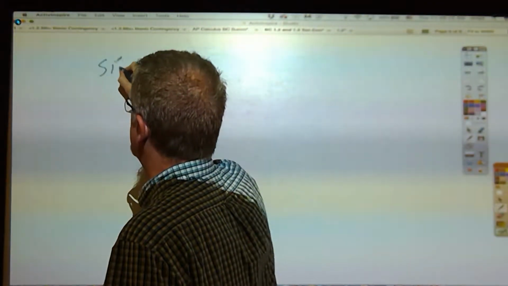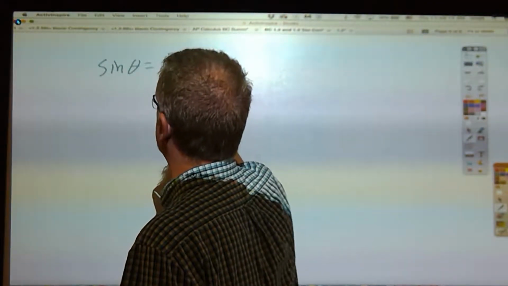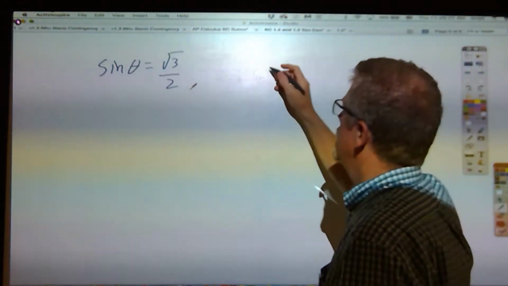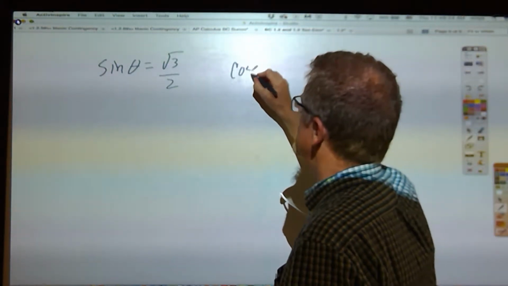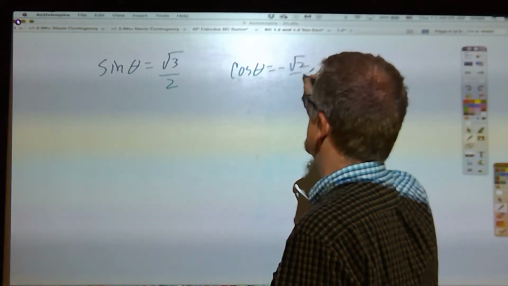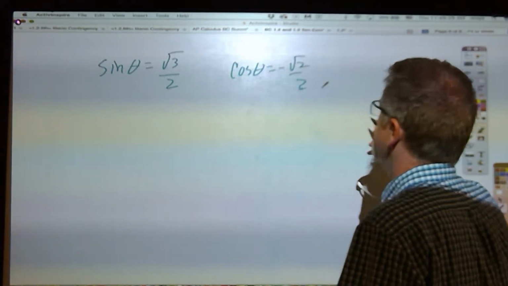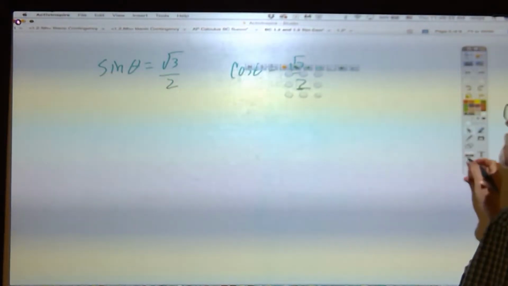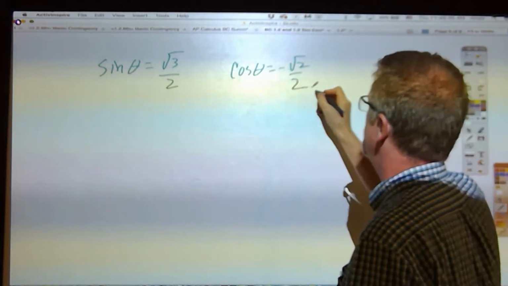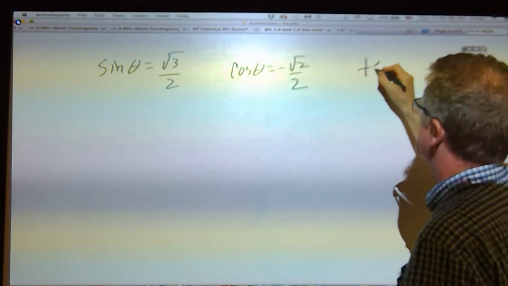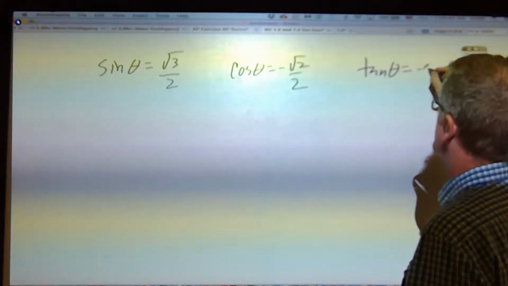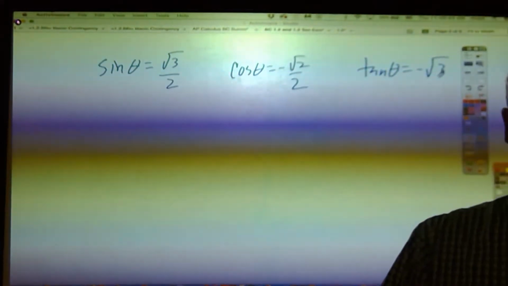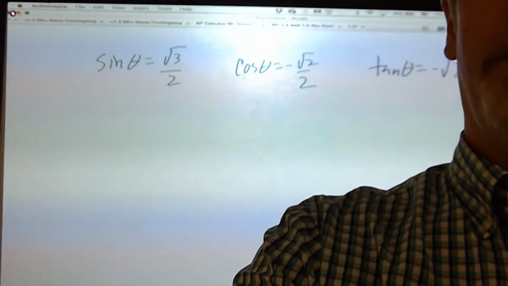Okay, so one like we did yesterday, sine theta equals radical 3 over 2. We'll draw a muck diagram for that on this sheet of paper. In the middle column, it'll be cosine theta equals negative radical 2 over 2. And in the third column, just think of dividing this paper into 3 vertical columns, we're going to have tangent theta equals negative radical 3.